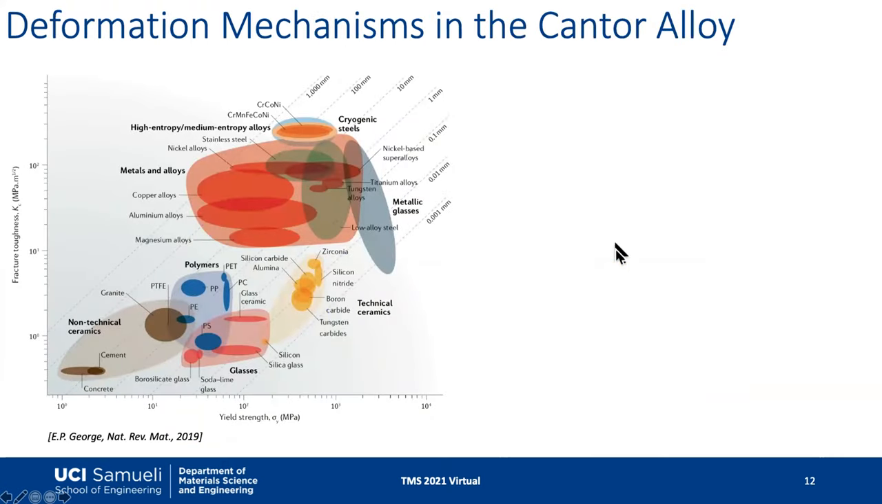If one looks at the very well-known Ashby diagram of fracture toughness as a function of yield strength from Georgia's Nature Reviews Materials article in 2019, a recent article, you'll see here the Cantor alloys right there, with very respectable fracture toughness values and yield strengths, but also some of the alloys based on the Cantor alloy that have been further optimized. Interesting to note that it's very close right there with the cryogenic steels. And we do know about stainless steels, duplex stainless steels and their cryogenic behavior. And I'll come back to that in a minute or so.